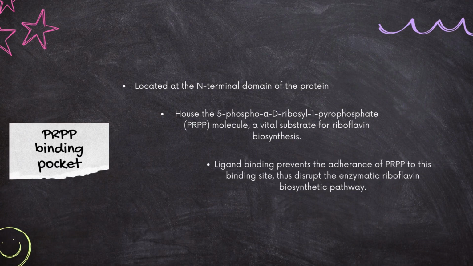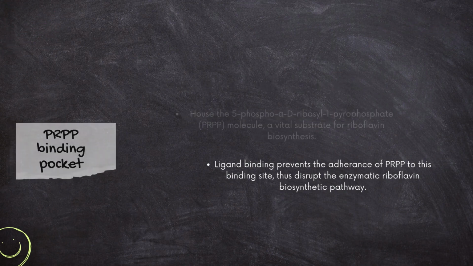The PRPP binding pocket, which is located at the N-terminal domain of the protein, is responsible for housing the PRPP, 5-phospho-alpha-D-ribosyl 1-pyrophosphate molecule, a vital substrate for riboflavin biosynthesis. These binding sites are hindered from PRPP by the binding of the ligand, thus interrupting the enzymatic riboflavin biosynthetic pathway.